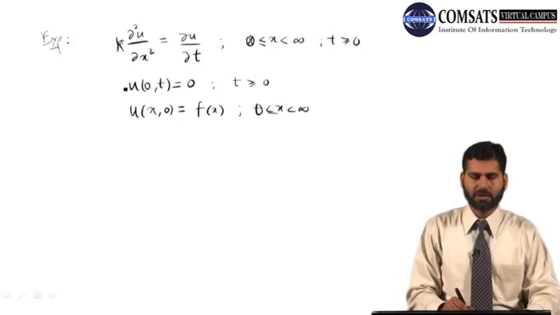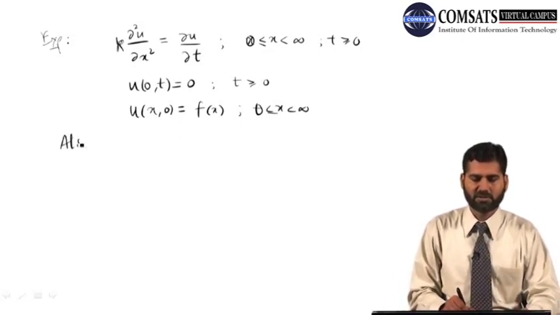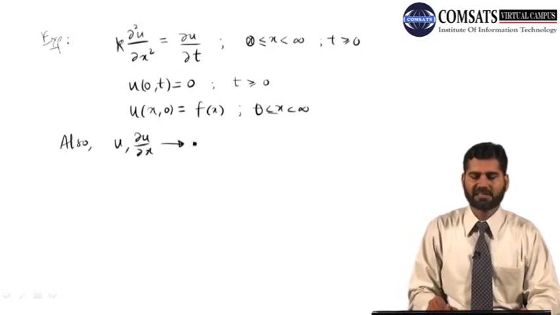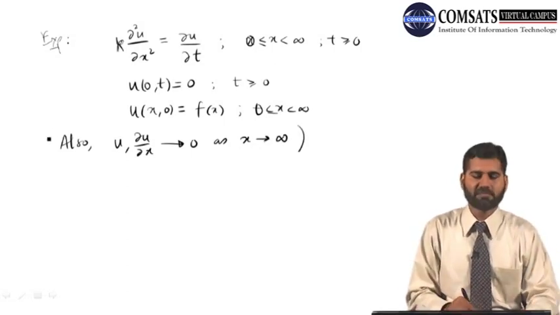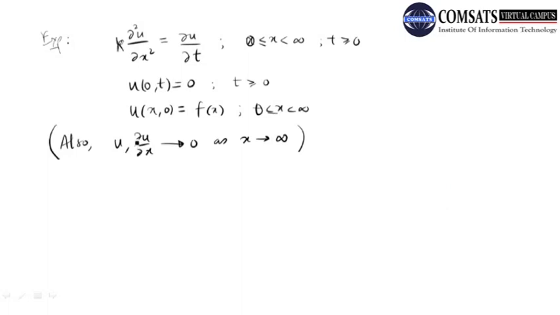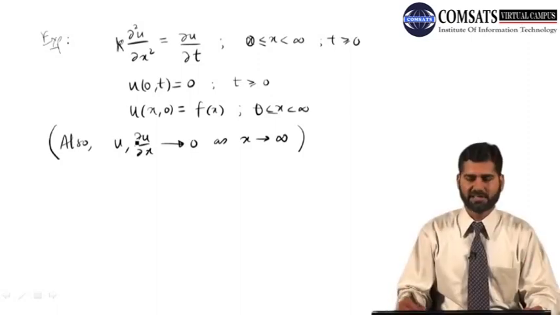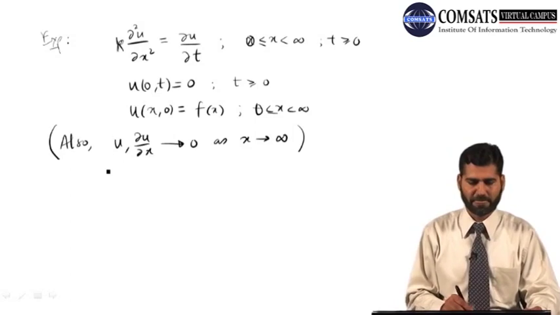And here for t greater than or equal to 0. So in addition, we will assume that also u and partial u by partial x, they vanish as x goes to plus infinity. This is the same condition which we had before, because far away as x goes to infinity, temperature should be 0 and it will not be changing over there with respect to x. Alright, so it means they both should go to 0 as x goes to infinity. It's a very reasonable physical condition imposed at infinity.